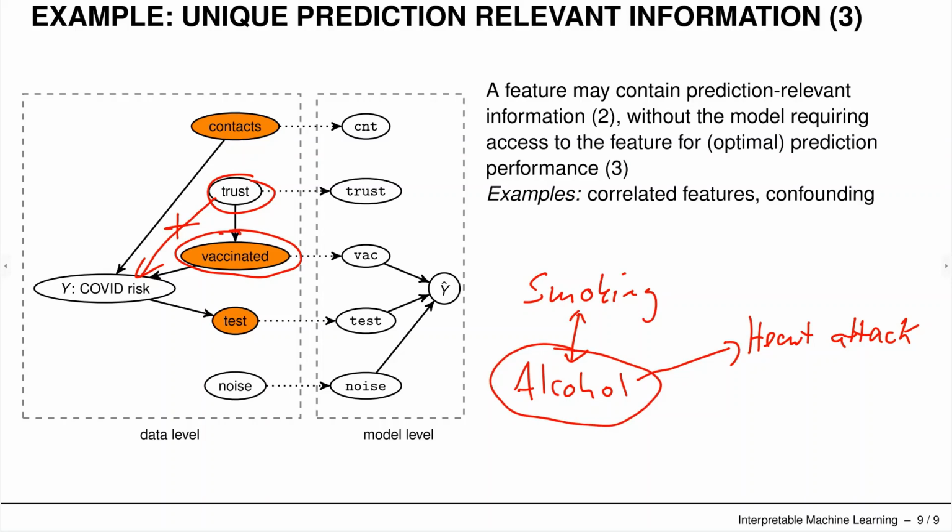And this is the classical confounding example, where it's not the same as having prediction relevant information, because smoking does have prediction relevant information, but the model also doesn't need access to smoking to make its prediction, because the true cause here would be alcohol. Obviously, this is a made up example.